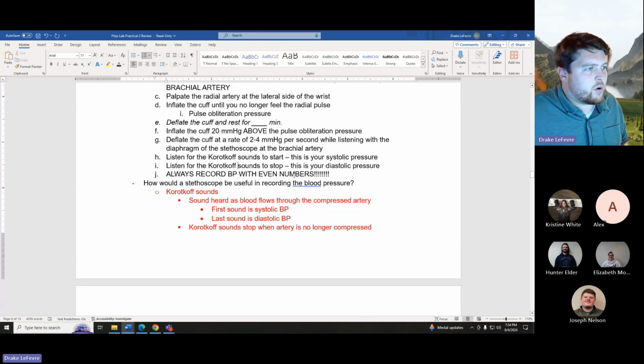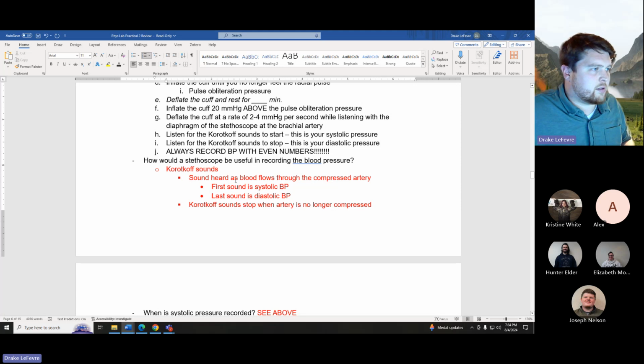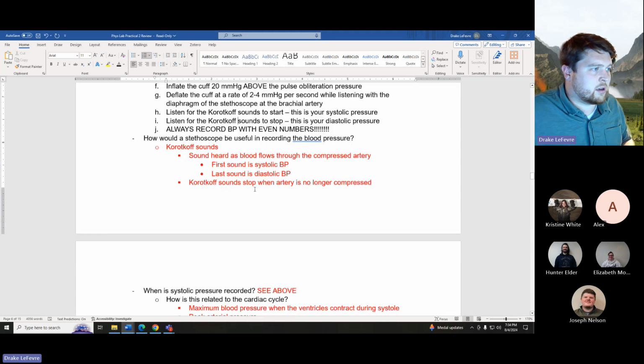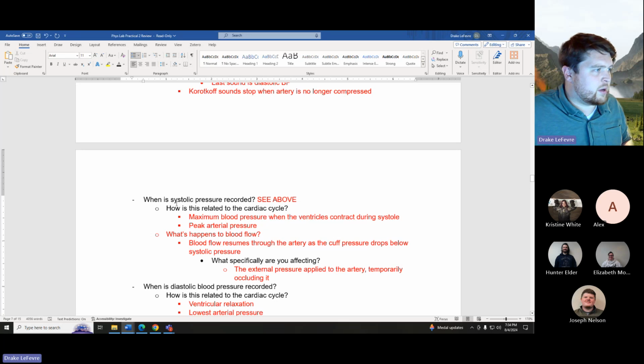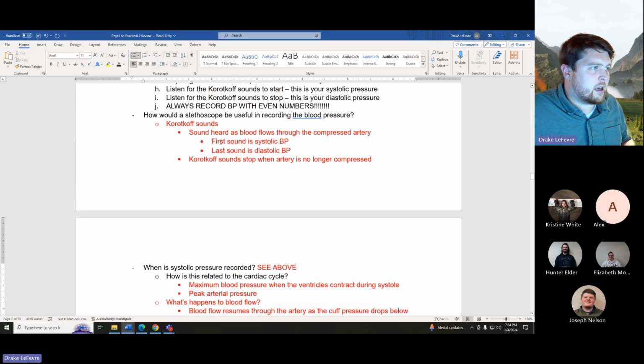How is the stethoscope useful in recording the blood pressure? It's the knocking sounds. First systolic, good. Second diastolic, good. When is systolic blood pressure recorded? Again, that first knocking sound.